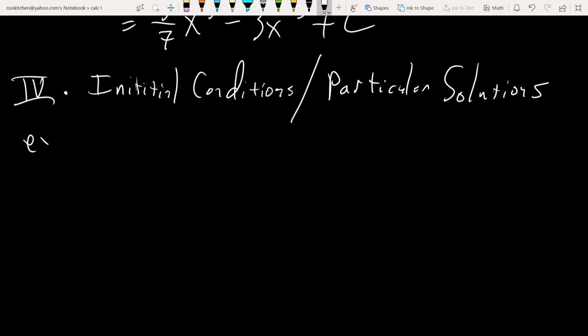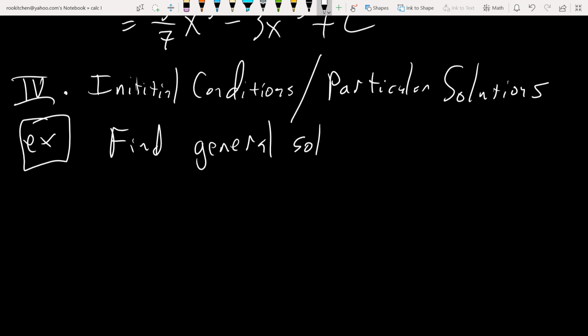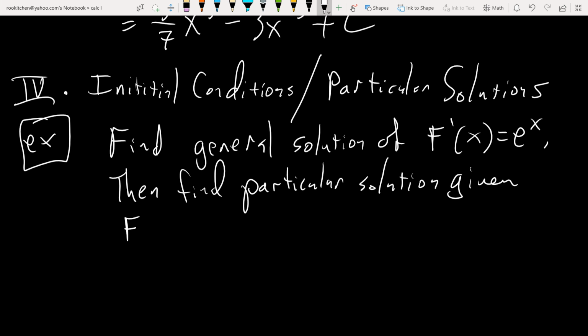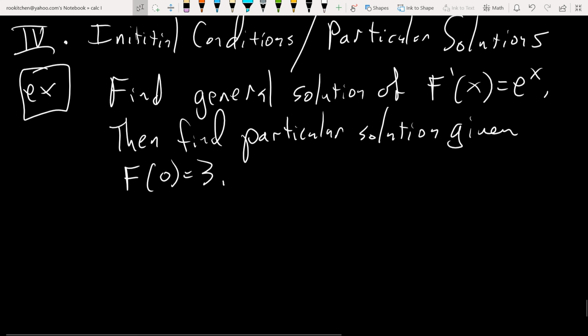Okay, so example: find the general solution and then a particular solution. So find the general solution of this differential equation, f prime of x equals e to the x. Then find a particular solution given f of 0 equals 3. So the first thing we do is get the general solution of f prime of x.